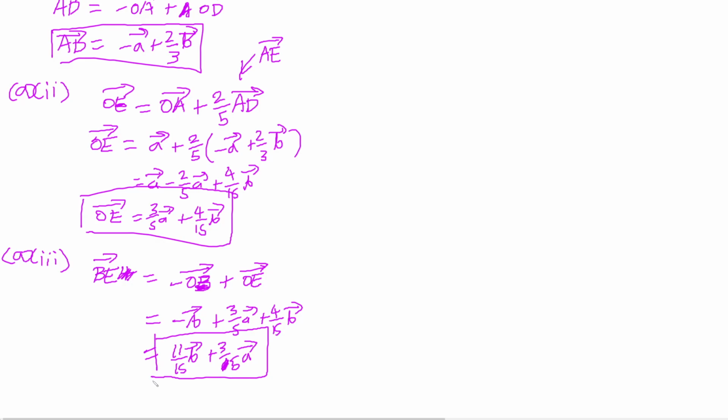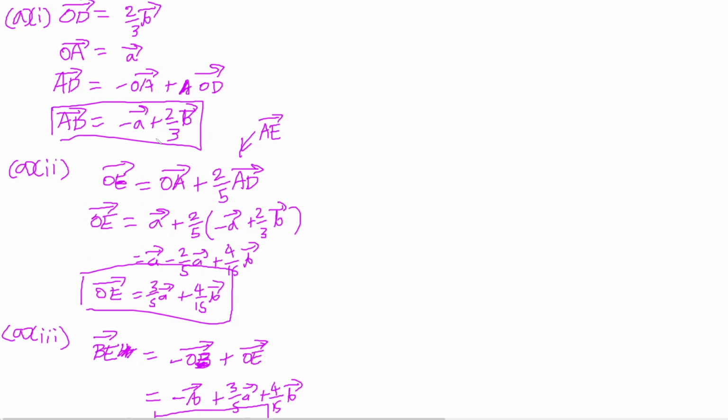It doesn't really matter what order you put a and b in, because we just know that they are two arbitrary, non-parallel, non-zero vectors, right? So anyway, this is an acceptable form for the end of the question. BE is this vector in terms of a and b.